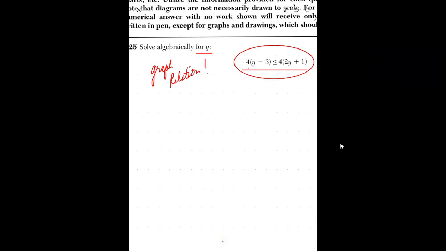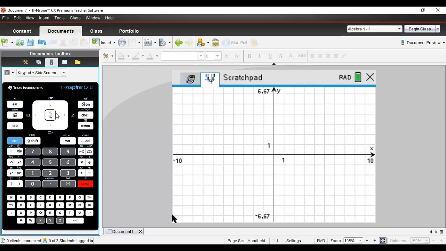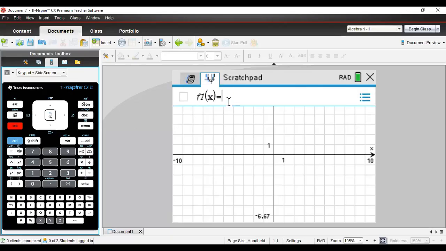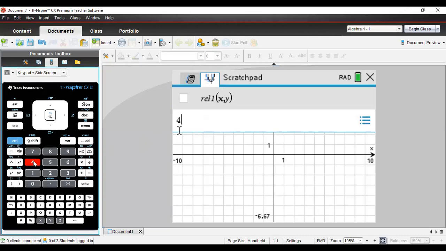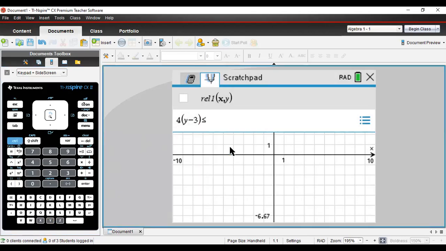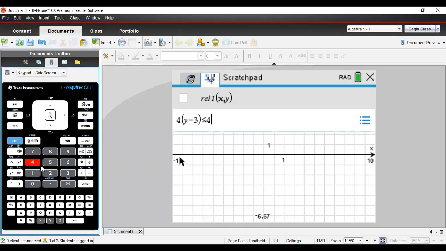So click on here, press escape, get the calculator. All right, so first thing I'm going to do, go tab. I want to get rid of this equal, and I'm going to graph this as a relation. So I'm going to type in 4. Remember, whenever you're graphing relations, you can only graph x's and y's. You can't graph anything else. So I'm going to put 4 parentheses, y minus 3, close the parentheses, and then control inequality less than or equal to, and it's going to be 4, and then parentheses 2y plus 1.